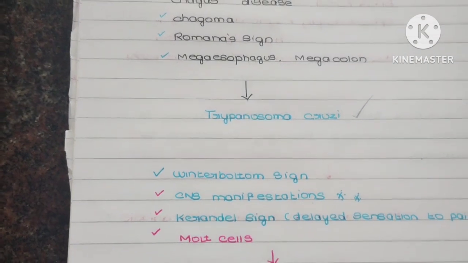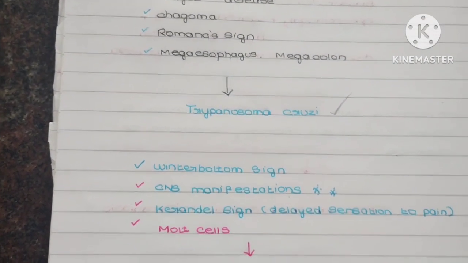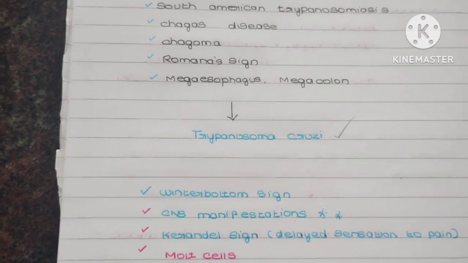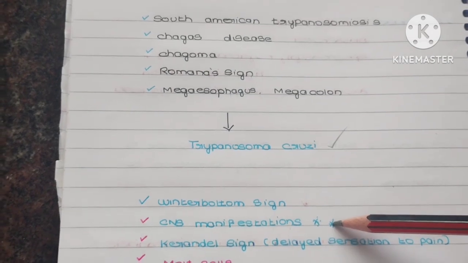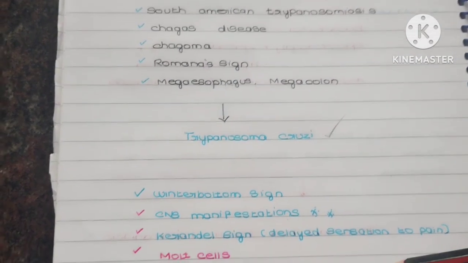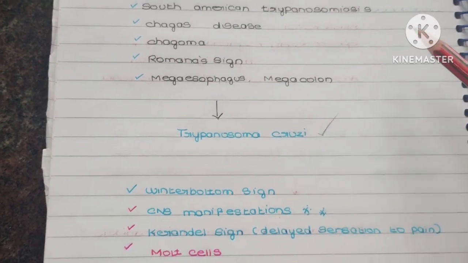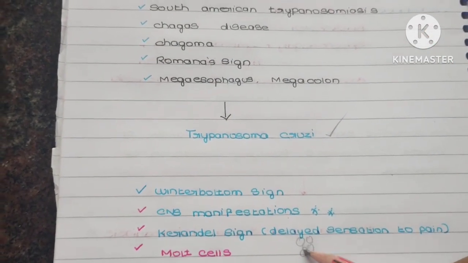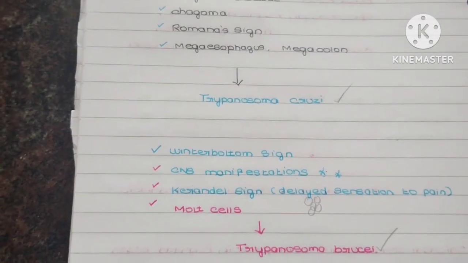So again, next is Winterbottom sign. What is that Winterbottom sign? Enlarged cervical lymphadenopathy. That's it. So Winterbottom sign or CNS manifestation. And then there is a sign called Kerandel sign, that is delayed sensation to pain. And there will be a Mott cell. A Mott cell is nothing but a morula, that is an 8-stage cell. It will be like that. And if you come across these words, it is Trypanosoma brucei.